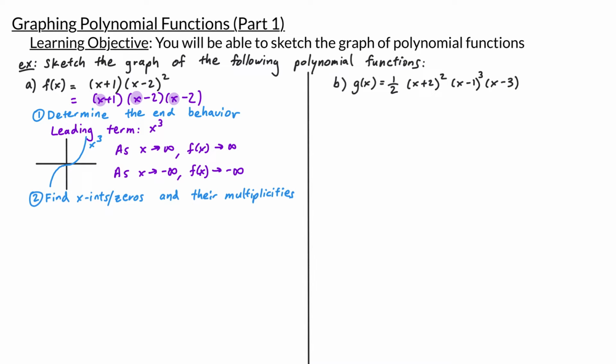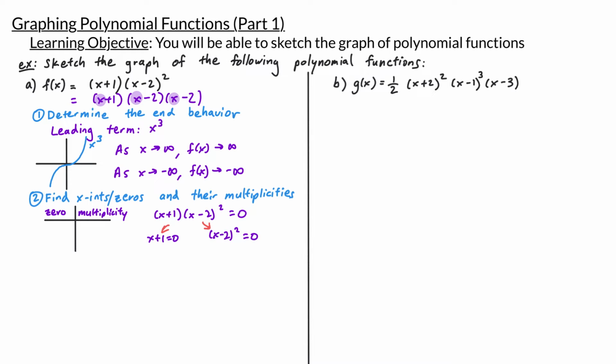Our second step is to find the x-intercepts or zeros of our function and identify their multiplicities. In general, if you want to find the x-intercepts for your function, you want to set f of x equal to 0 and solve for x. So here, setting f of x equal to 0, we have the equation x plus 1 times x minus 2 squared equals 0. Now, since we have a product of two things and it equals 0, it tells me that either the first factor equals 0 or the second factor equals 0. So this allows us to split this equation up into two parts. We have x plus 1 equals 0 and x minus 2 squared equals 0.